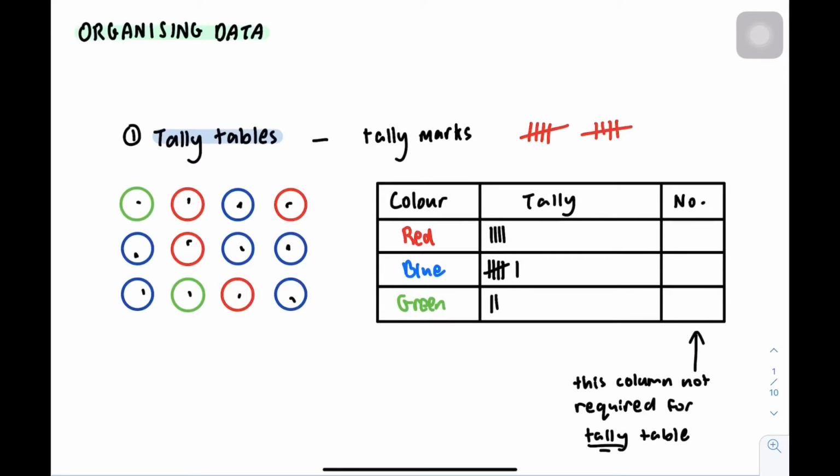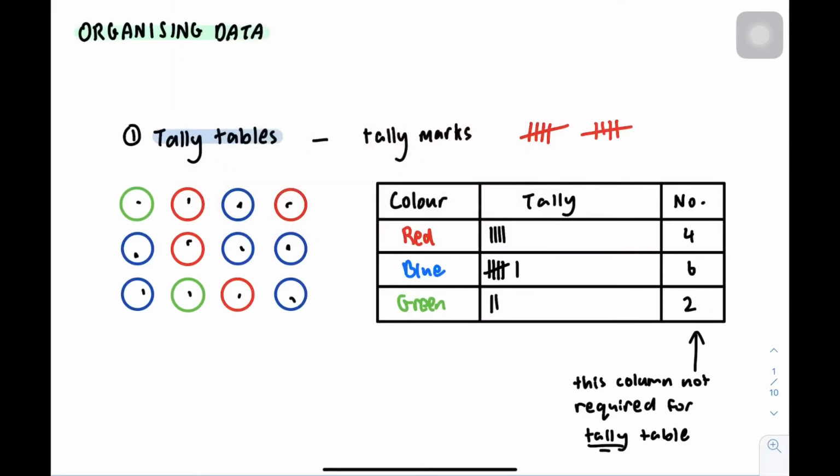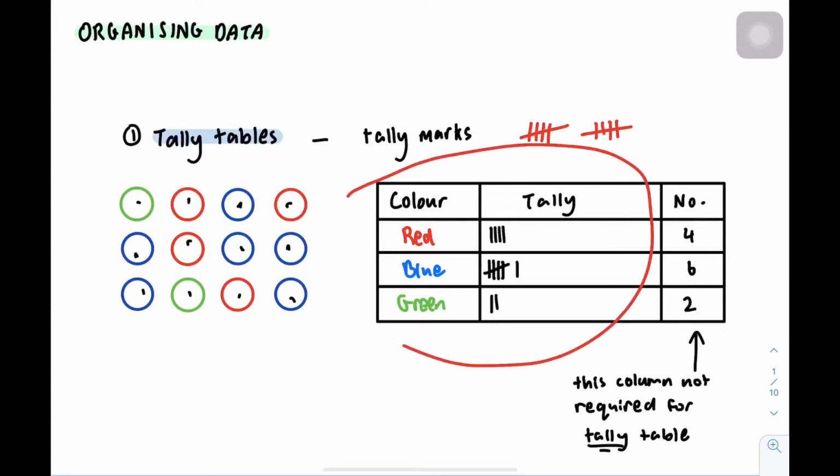As for the final column here, you might see the text below. This column is not required for a tally table. I just put it there so that I can show you that it totals up 4, 6, 2. But it is not necessary to include that column for a tally table. The tally table component is simply this part.